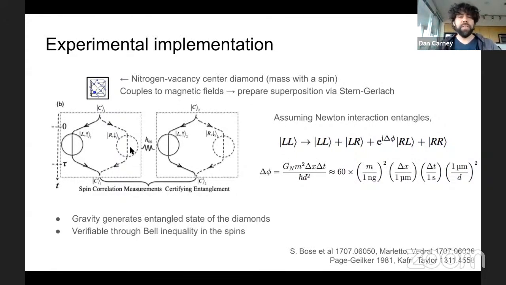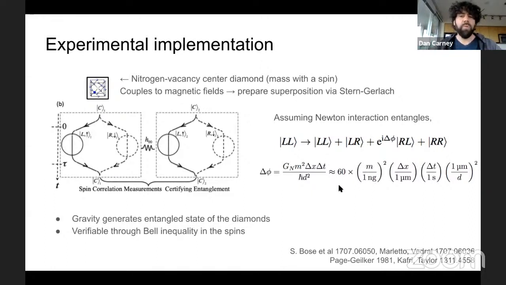And what you can work out is that the wave function of the two diamonds becomes entangled. Mathematically, it looks like I start them both in some initial state, I call it left here, and then as they go through, you become some entangled state where you have superpositions of they're both on the left, one's on the left, one's on the right, and so forth. And you can see that the amount of entanglement is captured by some phase that shows up. And this phase is given by exactly the same scaling I showed earlier.